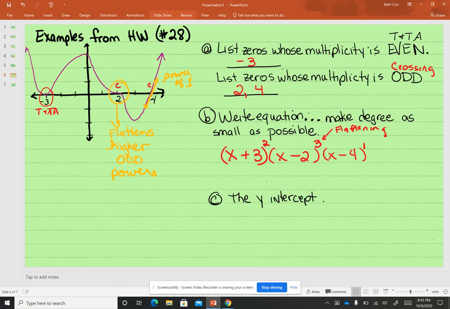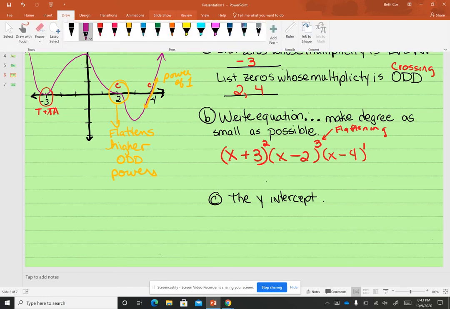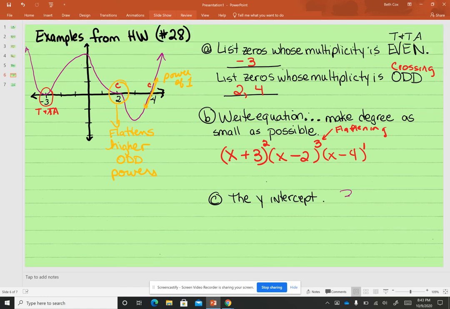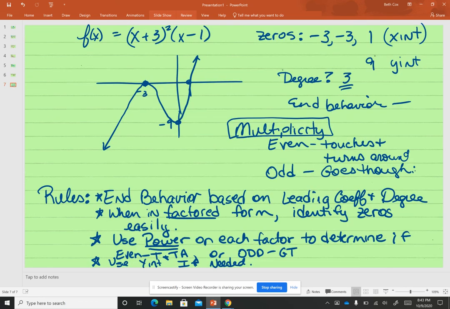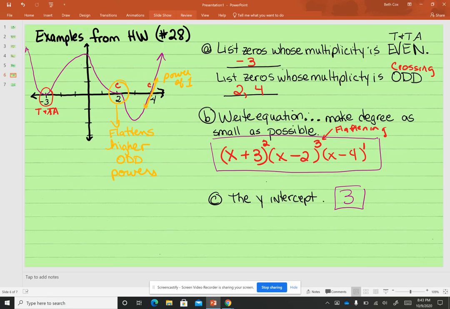All right, and then the last question is, what is the y-intercept? Well, that's pretty easy. We come in here, that's +3. Okay, so hopefully this helps. That's the end of this one.